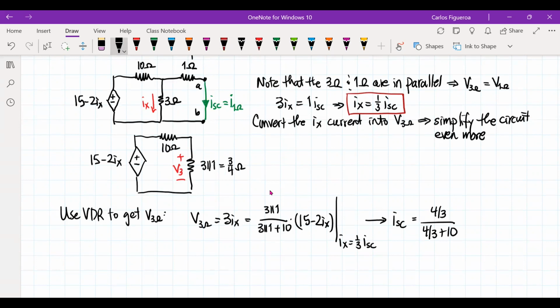4/3. Ooh, is it 4/3? No, it's not 4/3. It's 3/4. And then this becomes 15 minus 2/3 I short circuit. So you can see I have one equation and one unknown. So now I solve this for I short circuit. And when I do that, I get that I short circuit is 1 milliamp.